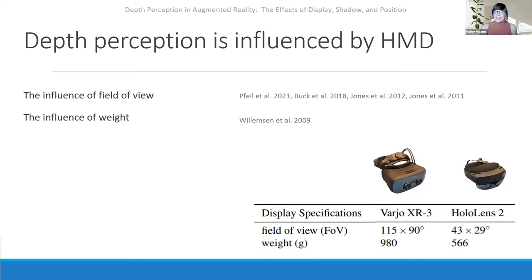So for our investigation, we used the Microsoft HoloLens 2, an optical see-through display, and the Vario XR3, a video see-through display. Both devices are state-of-the-art for their respective display categories. The Vario XR3 is a video see-through display with a weight of 980 grams and a field of view of approximately 115 by 90 degrees. In contrast, the Microsoft HoloLens 2 is a lightweight optical see-through display that provides a full unobstructed view of the real world, but only has an augmented field of view of approximately 43 by 29 degrees.